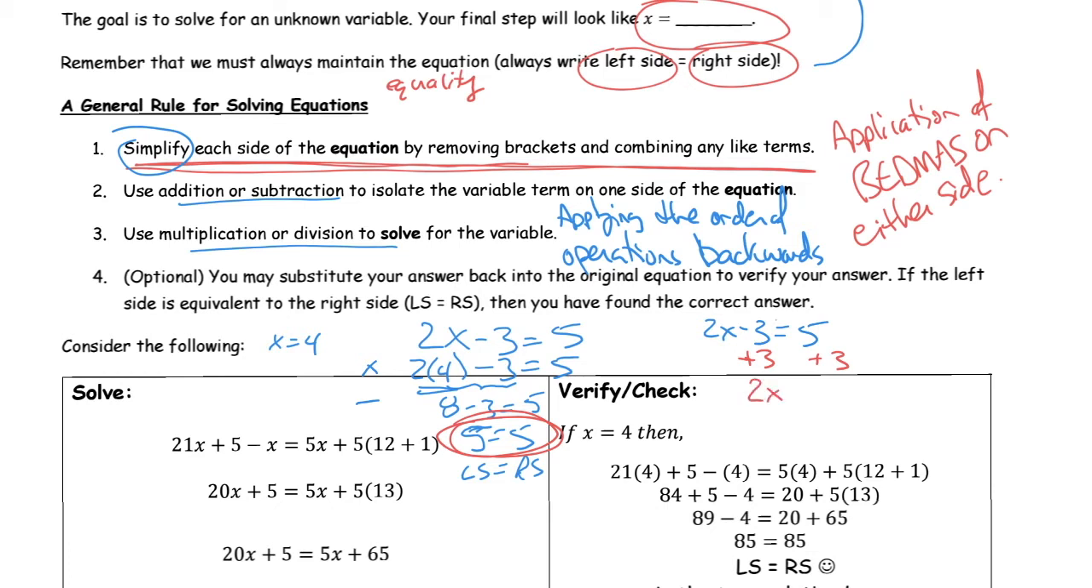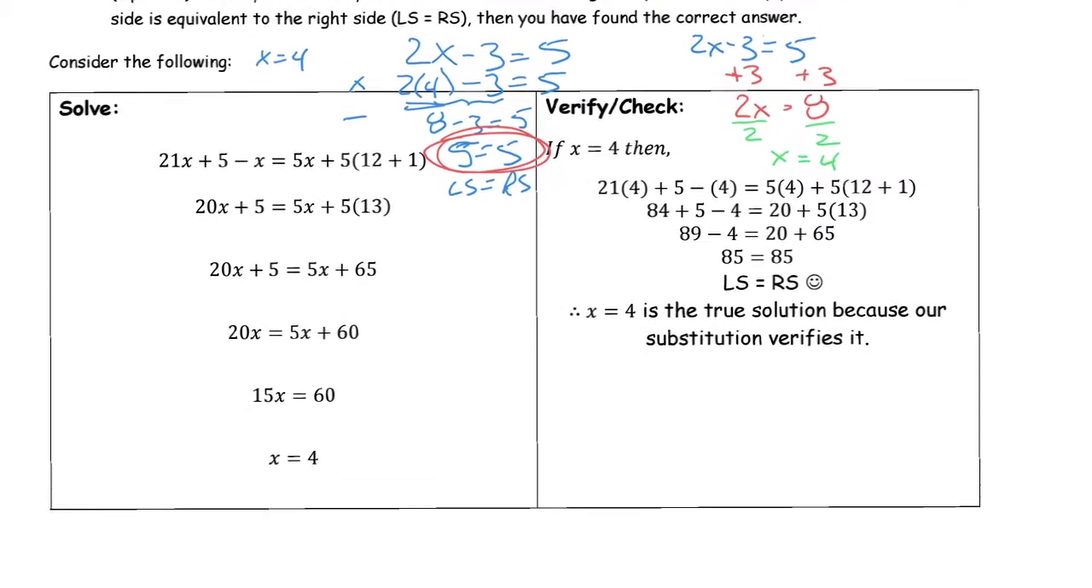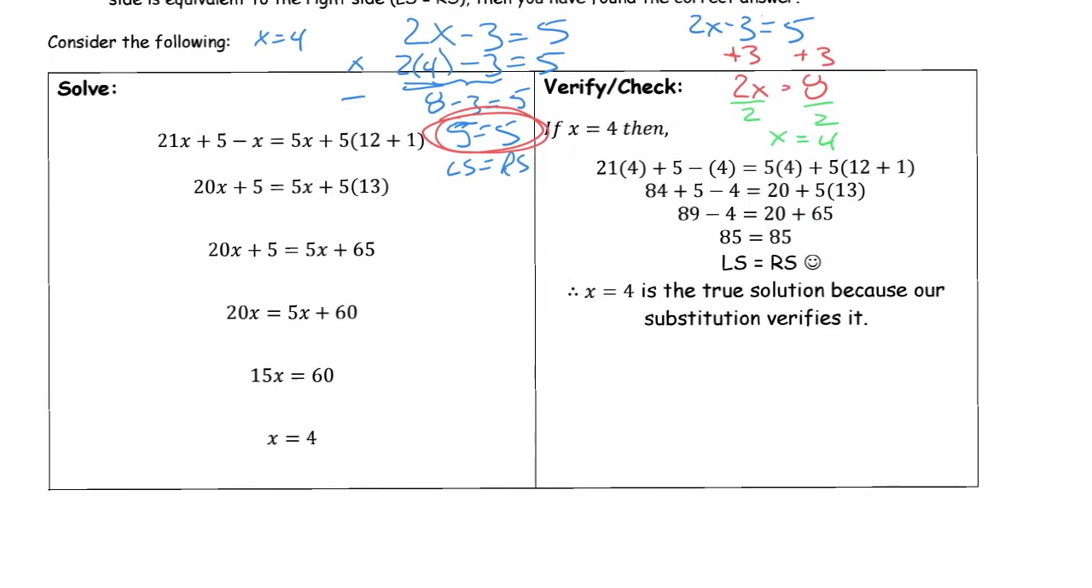So this becomes 2x. Now negative 3 plus 3 is 0. 5 plus 3 is 8. And now I'm going to undo the multiplication by doing division. I'm going to divide both sides by that 2, and I will get here that x is equal to 4. And that's what we mean by that. When I talk about simplifying, you apply BEDMAS to simplify, and then you're going backwards with BEDMAS, quite honestly, to solve. And so you're going to see an example of that right here.